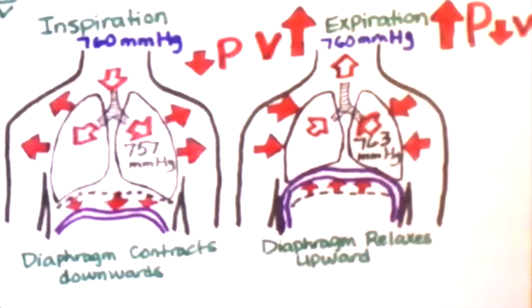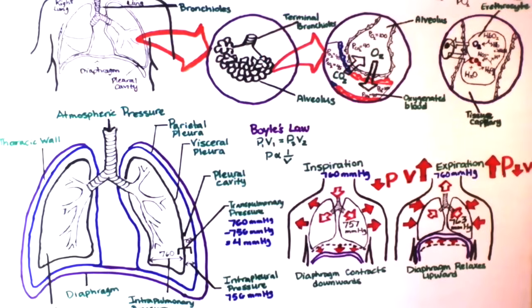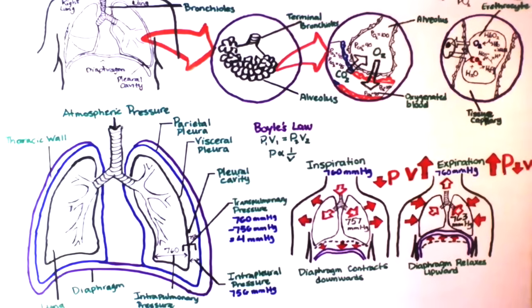Hence, if the pressure within the lungs has exceeded the atmospheric pressure, then what happens to the air molecules within the lungs? They move out and expiration occurs.